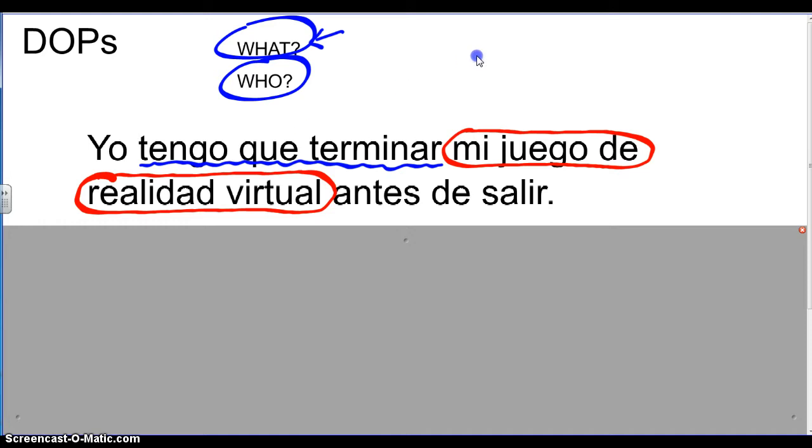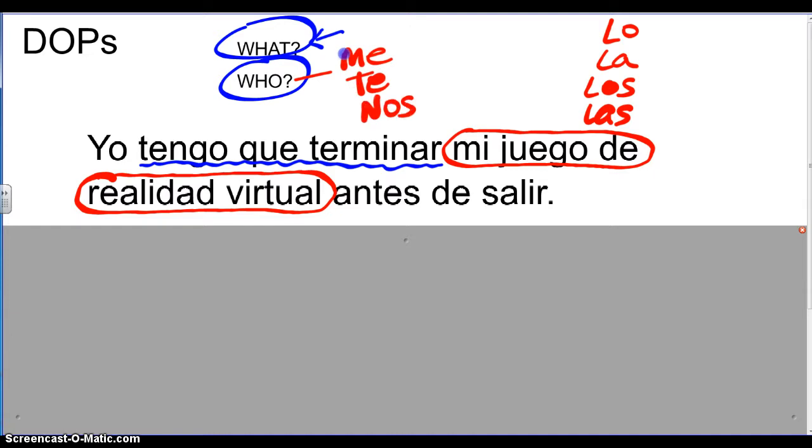So then the next question would be, my direct object pronouns are lo, la, los, or las. Sometimes when they are a who instead of a what, they can also be me, te, and nos. So if I'm replacing mi juego de realidad virtual, I would pick lo. It's singular and masculine. So this would go away.